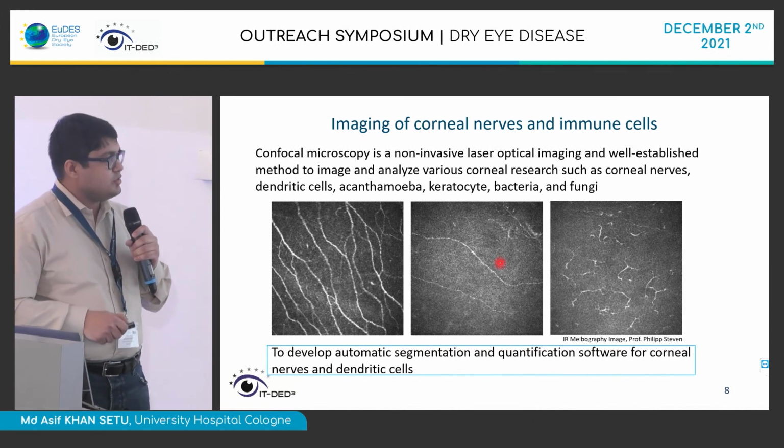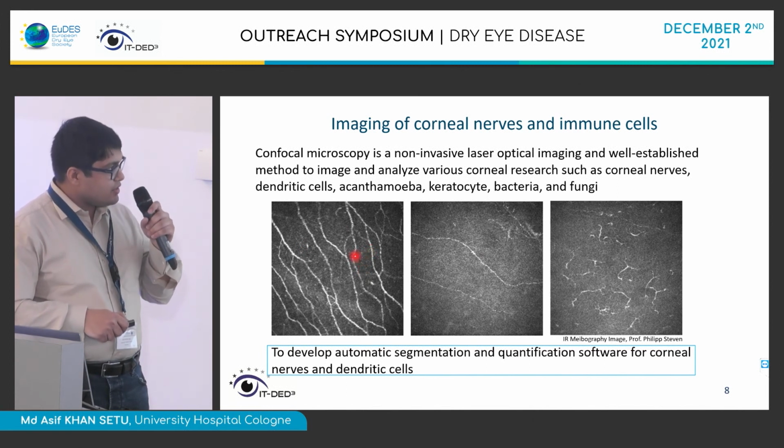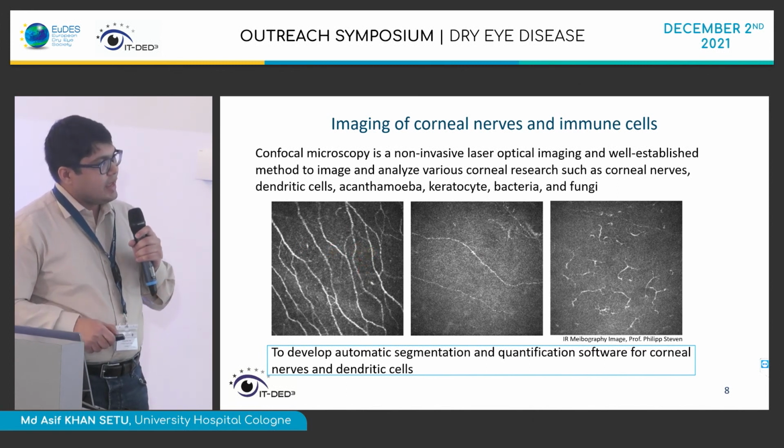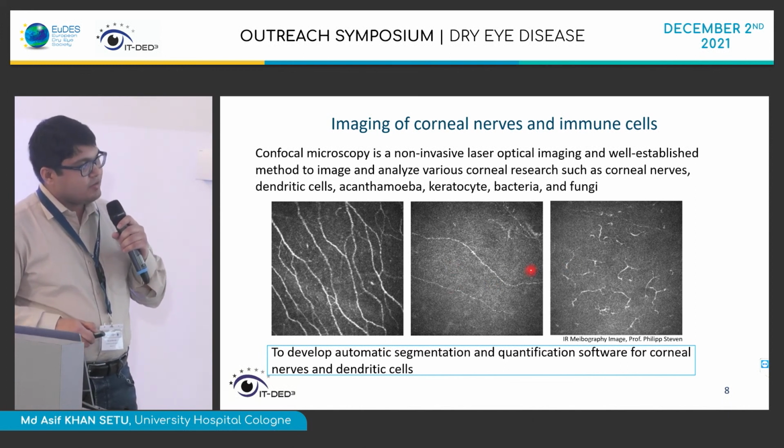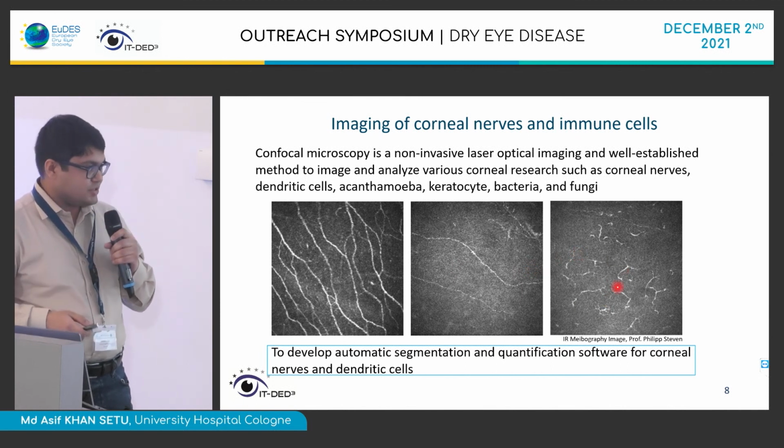Here is an example of a very healthy cornea, with lots of corneal nerves. And in the last two, you could see a diseased cornea, with loss of corneal nerves and a very high number of immune cells, or dendritic cells, which are very large.